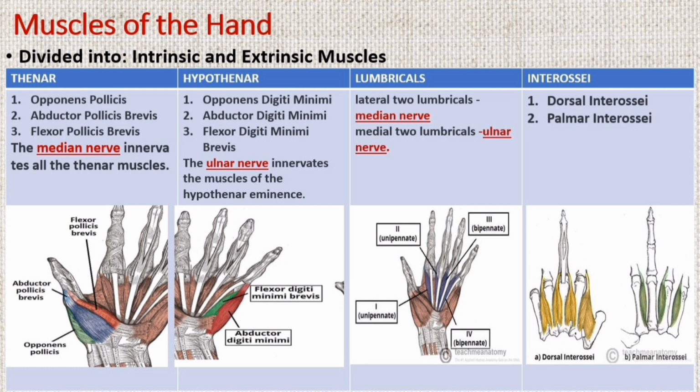Lumbricals. There are 4 lumbricals in the hand, each associated with a finger. They are very crucial to finger movement, linking the extensor tendons to the flexor tendons. Denervation of these muscles is the basis for the ulnar claw and hand of benediction.